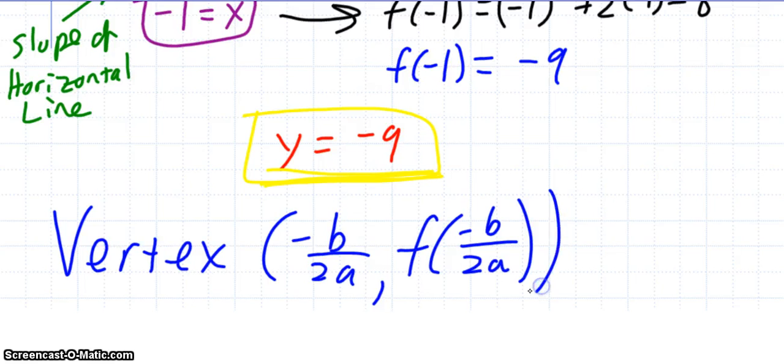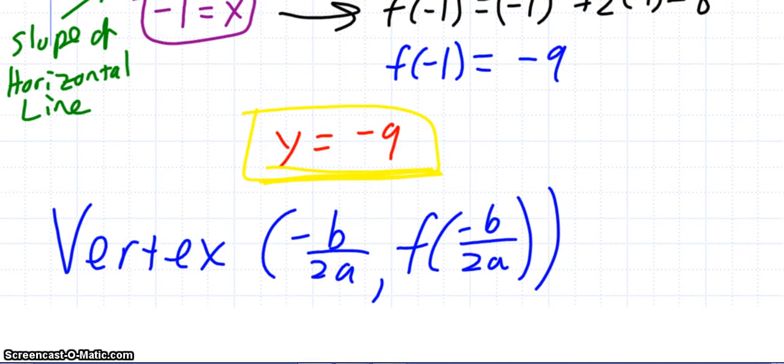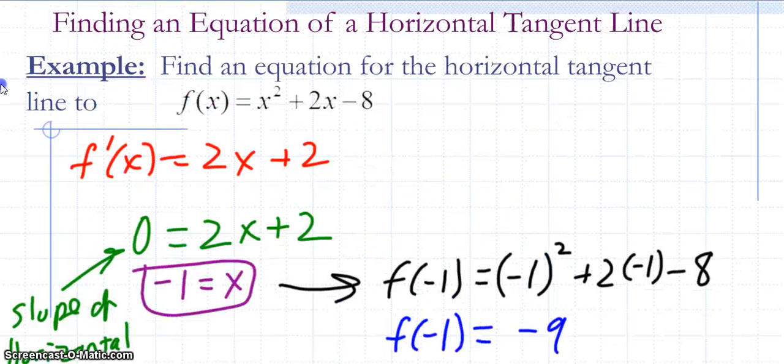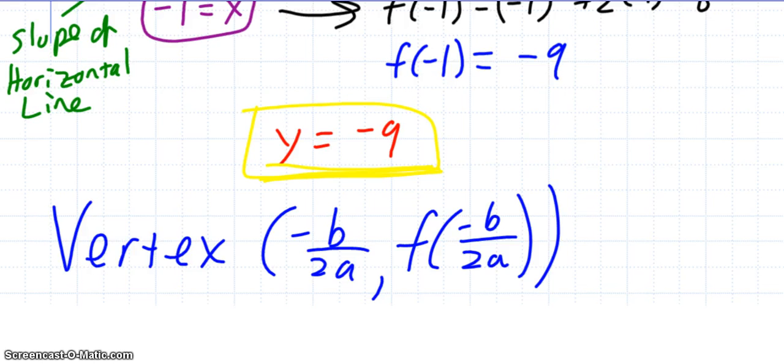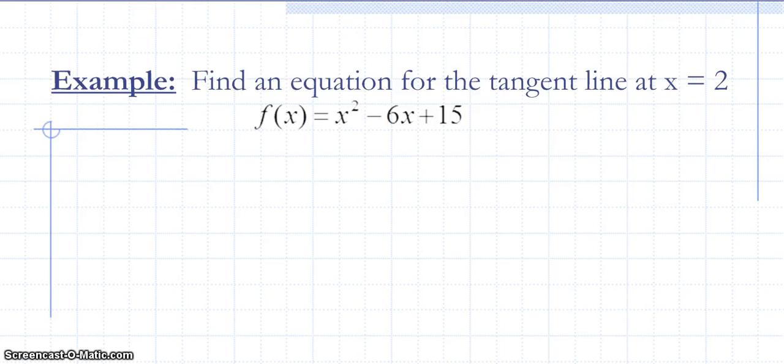So remember, we saw this a lot in our polynomial unit, using opposite of b over 2a and f of opposite of b over 2a to find the vertex. And in this case, if we found opposite of b over 2a, we're going to get negative 1, and our y value is going to be negative 9. That's our vertex.